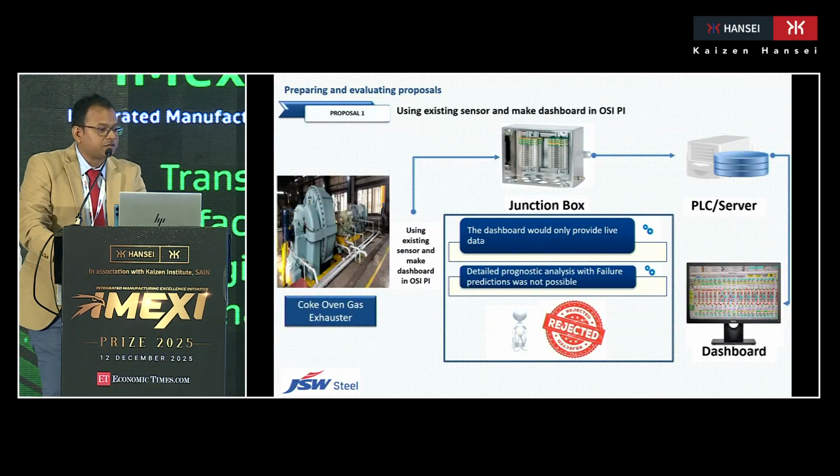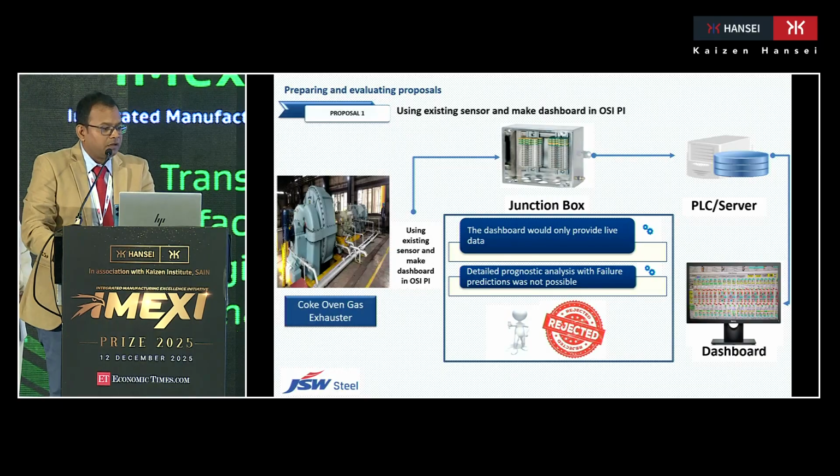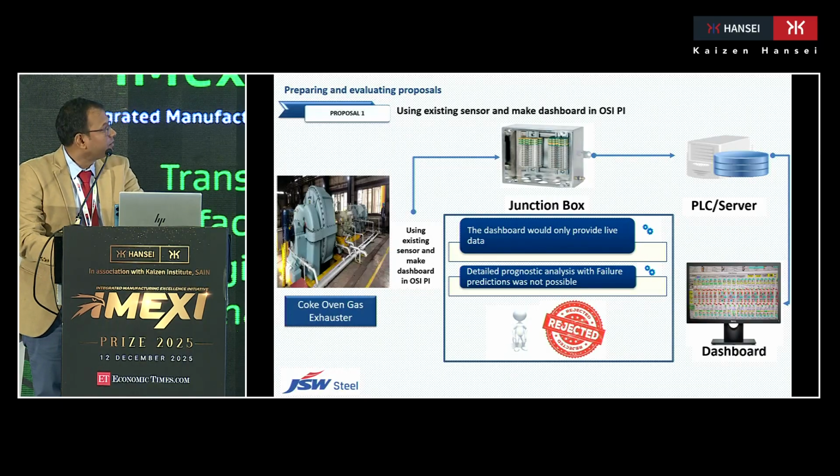So after the brainstorming session, we came up with proposal number 1, which is to use the existing sensors and make a dashboard in OSI PI. But this PI system dashboard is limited to real-time data and some history of the data for a longer period, but there will not be any prognosis analysis, and failure mode analysis is not available for PI.